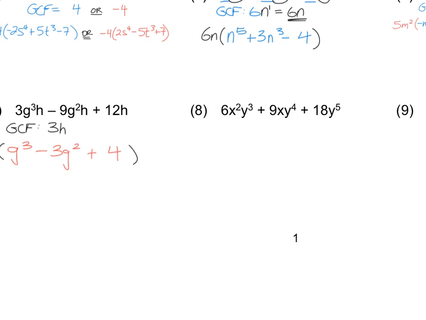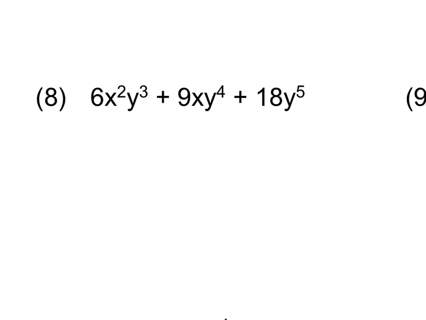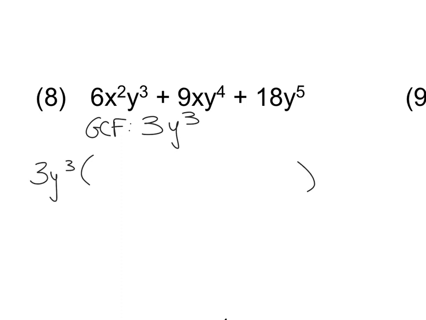All right, number 8. It would be 3. GCF, we're going to have a 3. We don't have X's across the board, but we do have Y's, right? What's the lowest power of Y? 3. So 3y cubed.